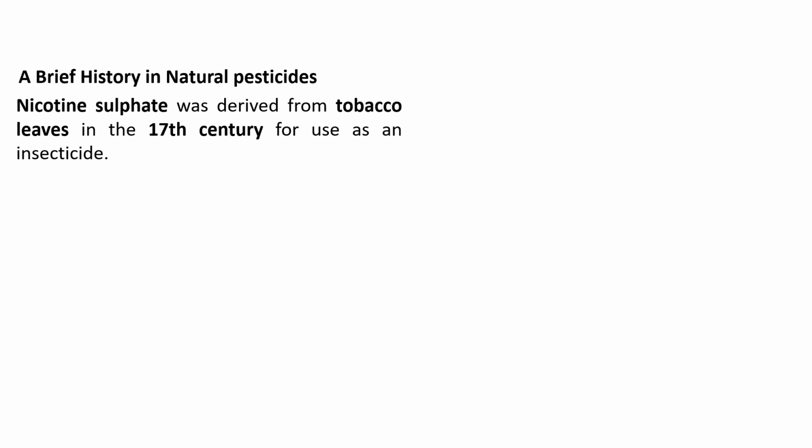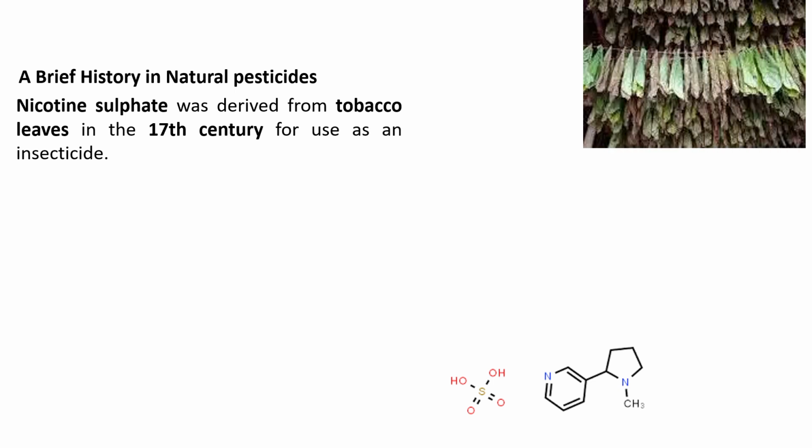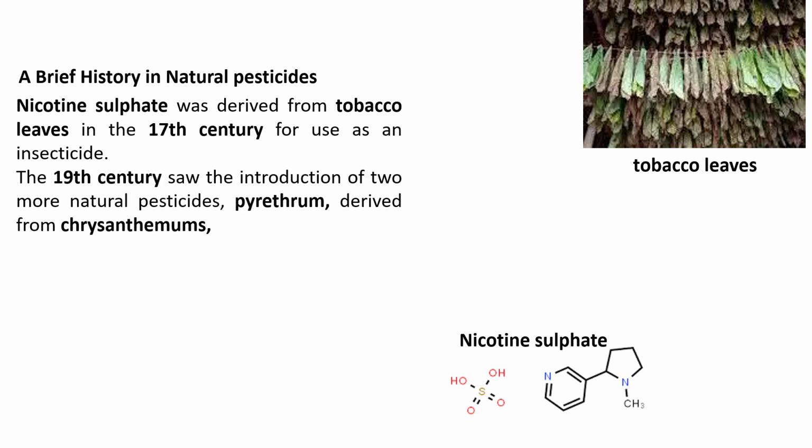Nicotine sulfate was derived from tobacco leaves in the 17th century for use as an insecticide. You know that it is an alkaloid which contains nitrogen in a 6-membered ring connected with a 5-membered ring with an external methyl group, with the sulfate, obtained from the tobacco leaves. Tobacco leaves are cultivated, very costly and have very much marketing value. Nicotine sulfate obtained from them was used as an insecticide.